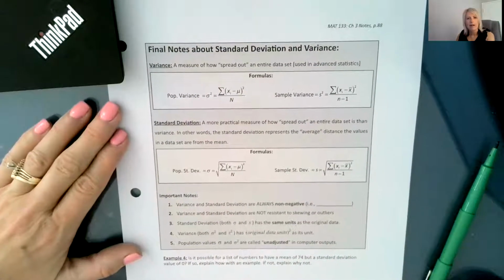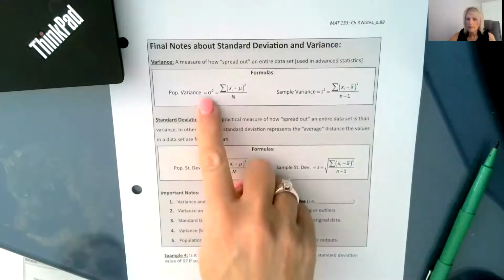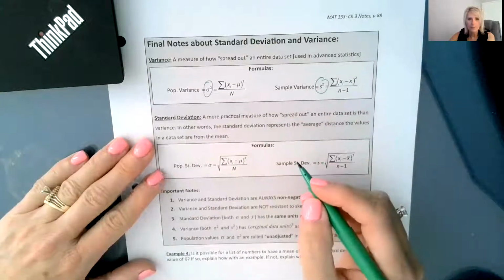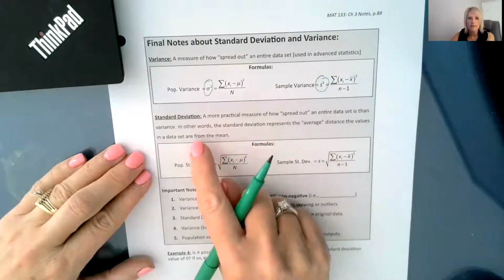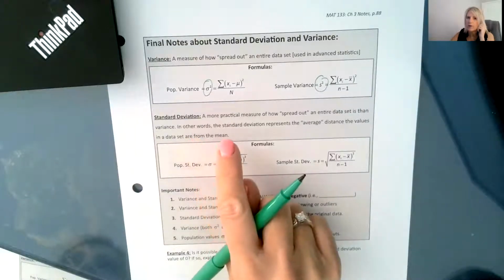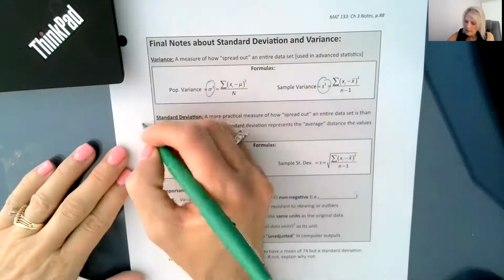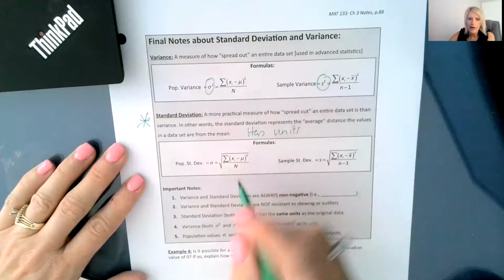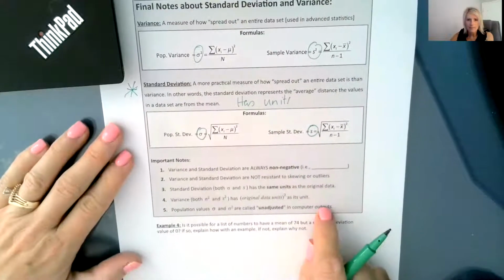Okay. So a few final notes about the standard deviation and variance. Variance is a measure of how spread out an entire data set is. We have our population symbol, sigma squared, and we have our sample symbol, S squared. The standard deviation is a more practical measure of how spread out an entire data set is than variance. In other words, the standard deviation represents the average distance the values in a data set are from the mean. It has units. This is the one we're going to really use. Okay, and that population symbol is sigma, and that sample symbol is S.